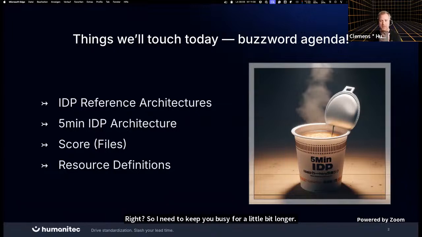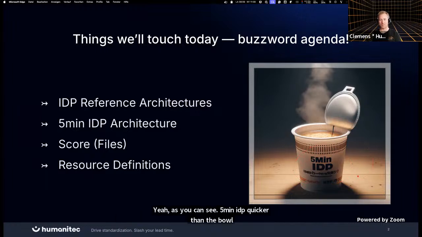So my personal buzzword agenda for today is we'll be looking at IDP reference architectures, obviously the 5-minute IDP architecture. We'll take a look at SCORE, which has now progressed from where it was, an open source project, into the CNCF sandbox. So it's even more worthwhile to take a look at SCORE. And we take a look at resource definitions, whatever that means. Yeah, as you can see, 5-minute IDP, quicker than a bowl of ramen. Let's see if I can keep the promise.